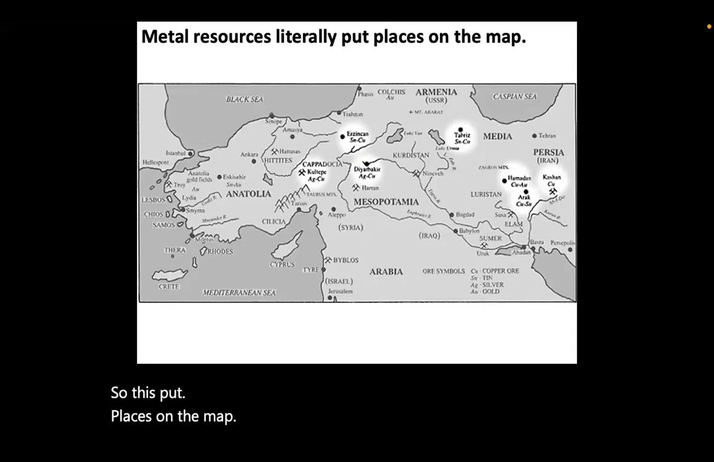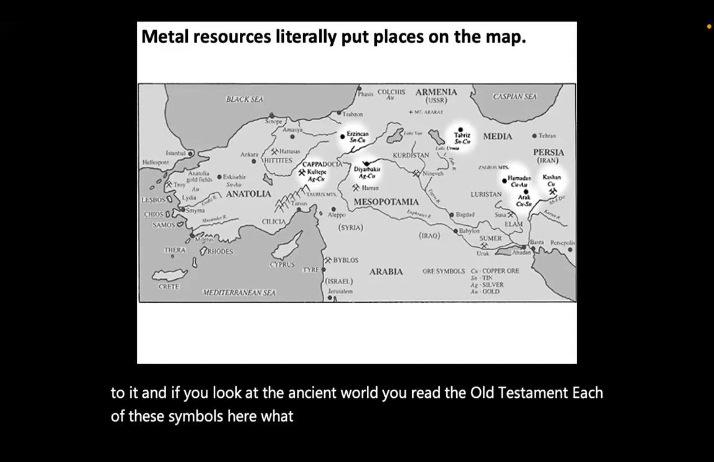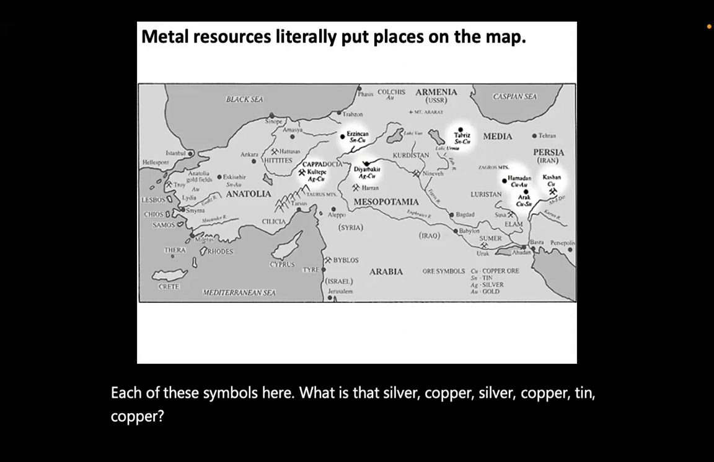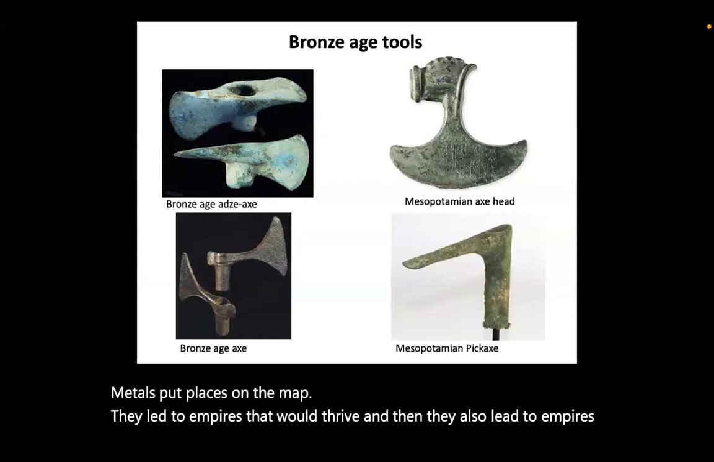So this put places on the map. Okay. We figured out what to do with copper. We figured out how to add tin to it. And if you look at the ancient world, you read the Old Testament, each of these symbols here, what is that? Silver, copper, tin, copper. Metals put places on the map. They led to empires that would thrive, and then they also led to empires that would collapse.